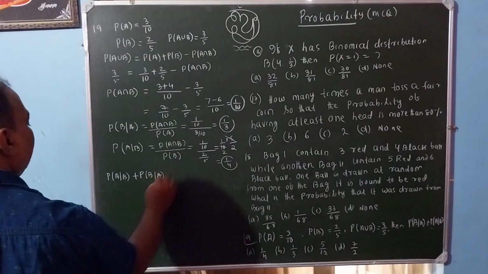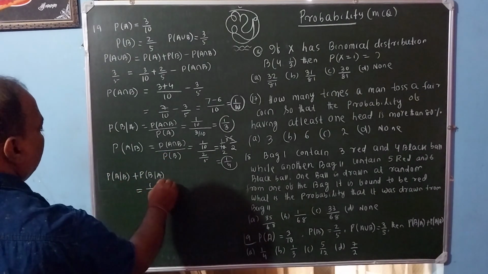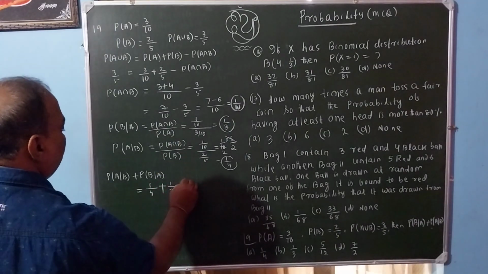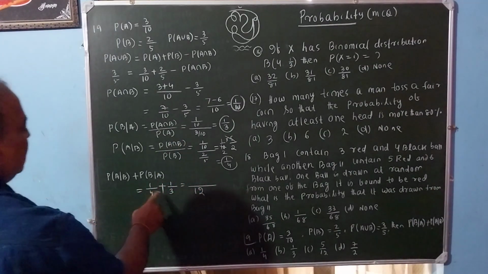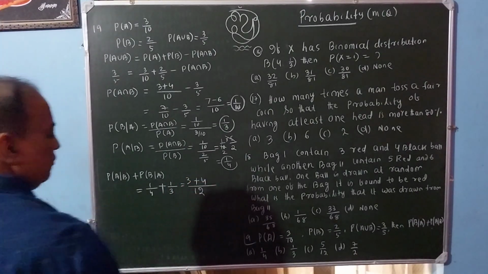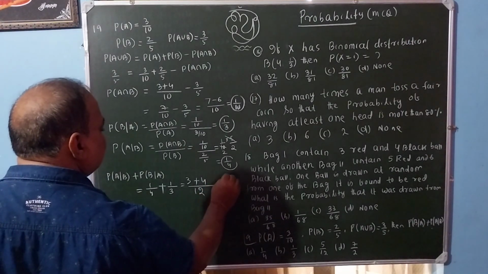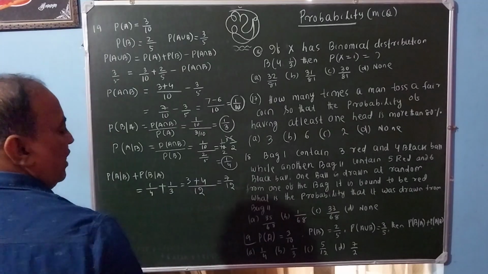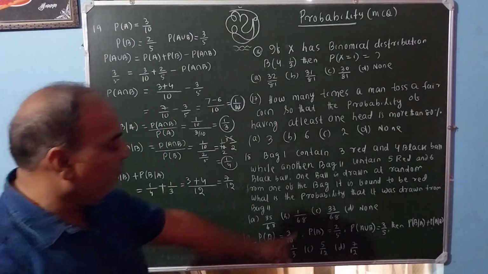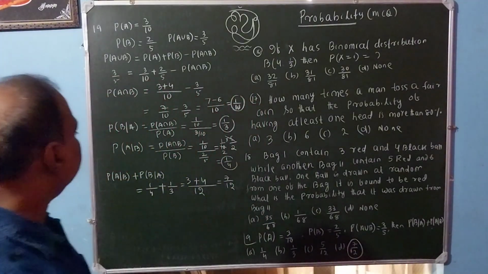conditional A. Probability of A conditional B is coming out 1 by 4. Probability of B conditional A is coming out 1 by 3. So the LCM is 12. Here it is 3. Here it is 4. Okay. So the result is 7 by 12. So the correct answer is 7 by 12. Among the options 1 by 4, 1 by 3, 5 by 12, 7 by 12, the correct answer is 7 by 12.